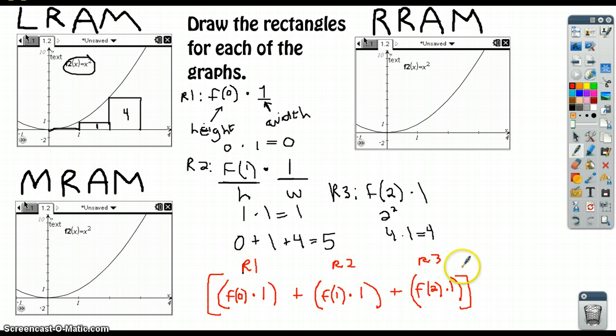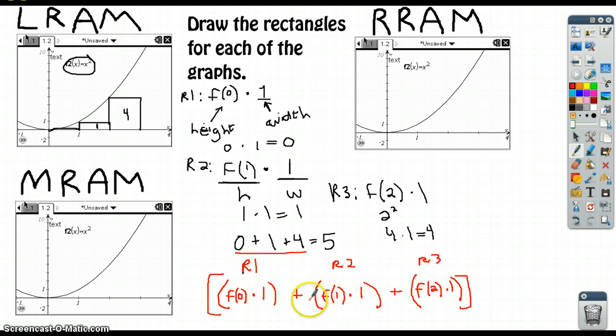Alright, so we had 3 rectangles. So that's our subdivided interval. We started at the left of our interval, so that's 0. And we did our 3 rectangles, and our common width was 1. So we literally would just find f of that value. So this was 0, this one was 1, and this one was 2 or 4. And we add them together just like we did here.